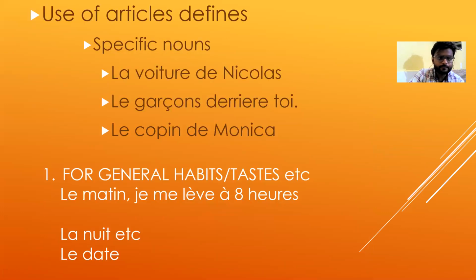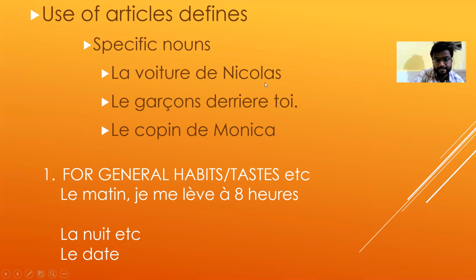All right. So when do we use the article défini? Whenever the noun is very specific. For example, la voiture de Nicolas, the car of Nicolas. Here the noun became very specific once we added Nicolas. All right. De in French means of.